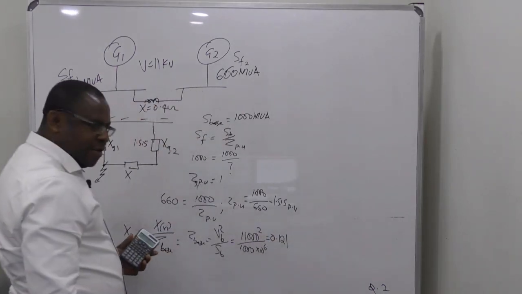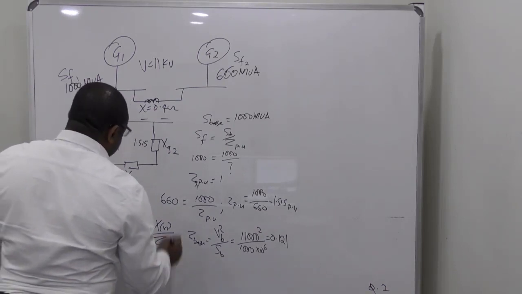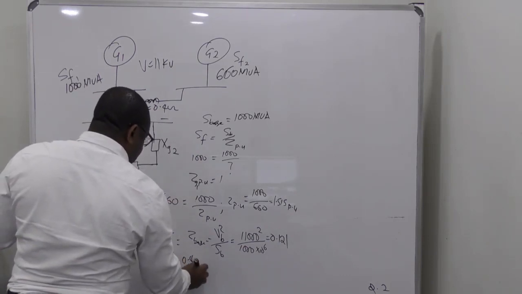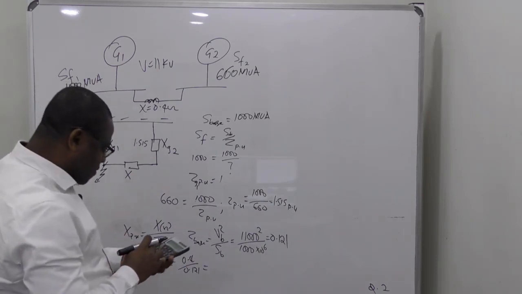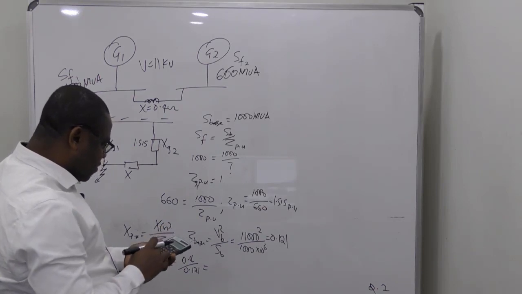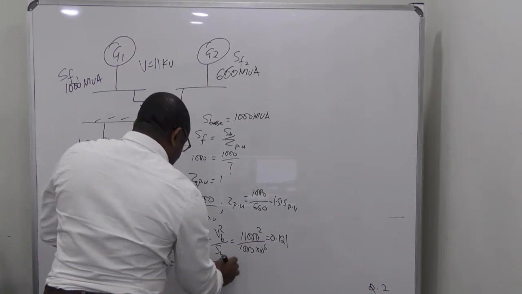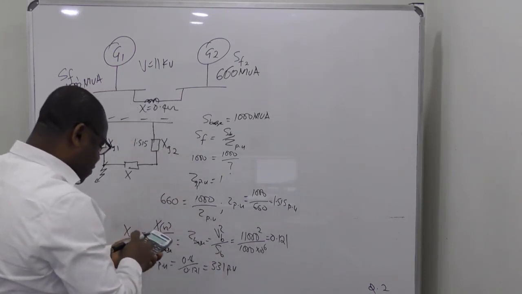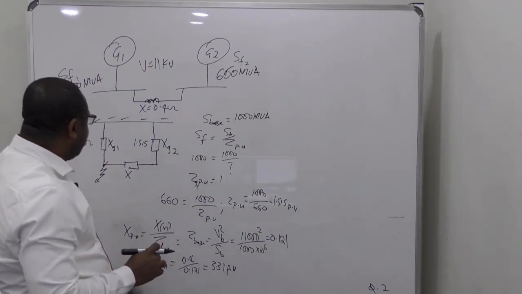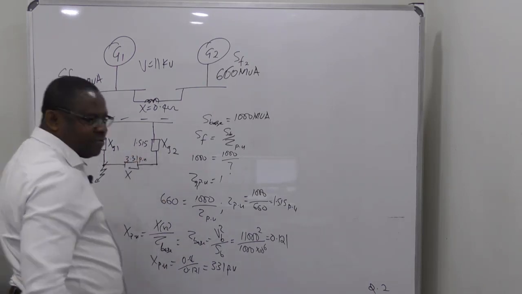Okay, so that means X in per unit will be 0.4 over 0.121. So 0.4 divided by 0.121, that is 3.31 in per unit. Just do it again: 0.4 divided by 0.121, that's 3.31 in per unit, okay? So here is 3.31. So that's all.